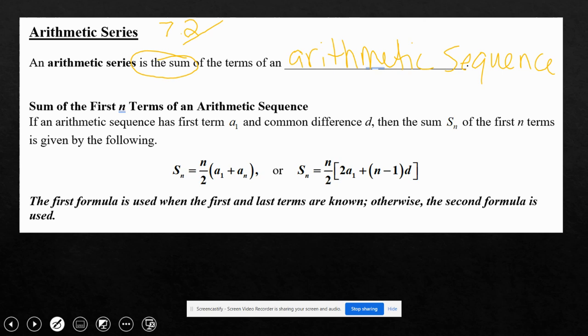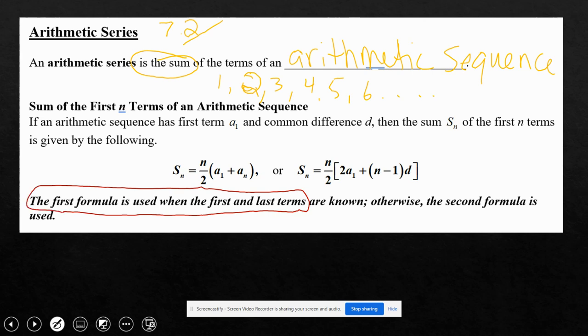So if I have a list of numbers like 1, 2, 3, 4, 5, 6, and so on, I can find the sum of the first 4 terms, or the first 6 terms, or the first 8 terms, or the first 90 terms of this sequence. There are 2 formulas that we can use for this. Our first formula we use only if you know or can find out the first and the last terms.